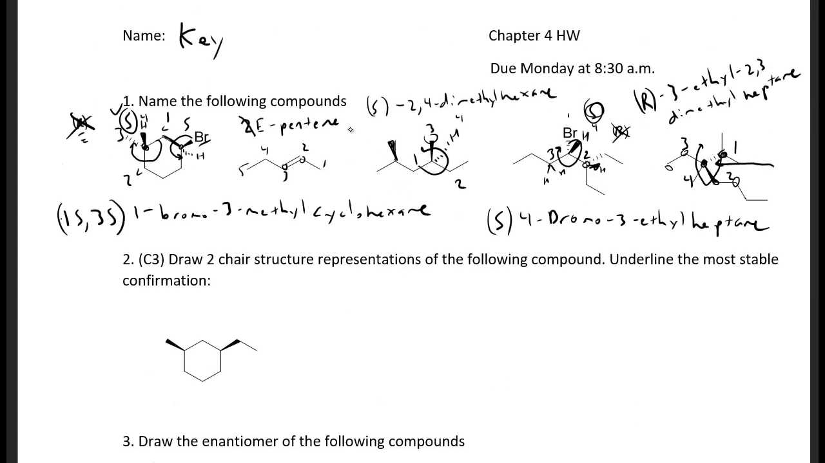Alright, for the next we're going to draw 2 chair structure representations of the following compound and figure out which is the most stable representation. So I'm going to go ahead and draw my chair. I got a little bit crazy on that second line there. Okay, there, and then reconnect there. And erase that. So I'm going to say this is carbon number 1, that's 2, and that's 3.